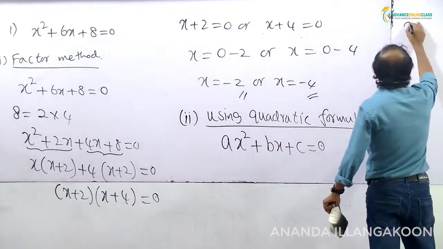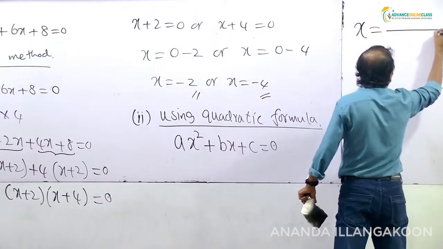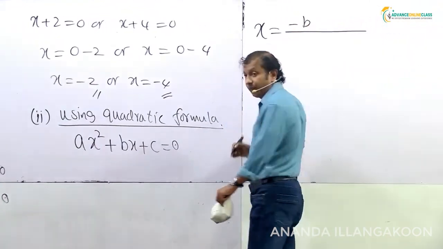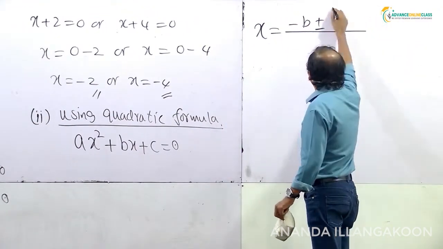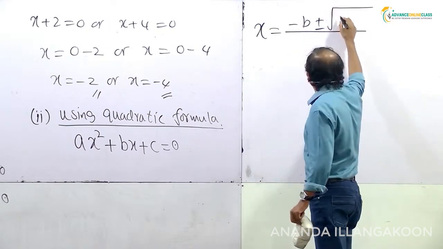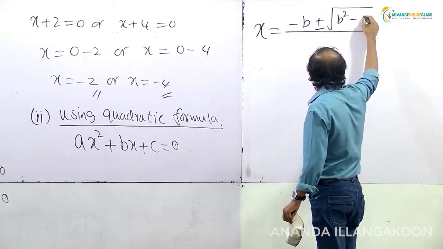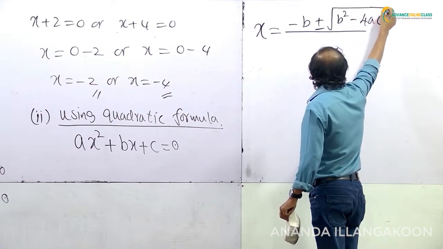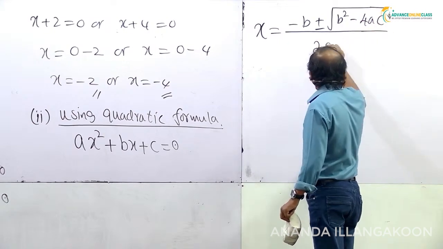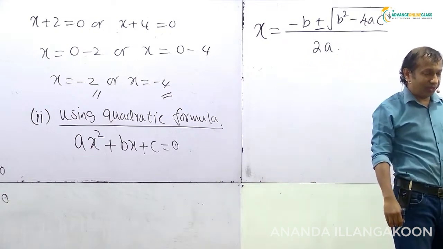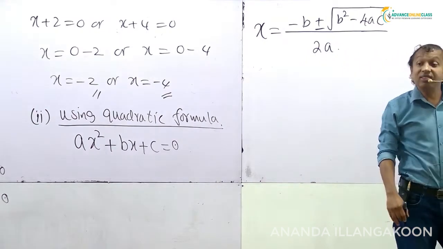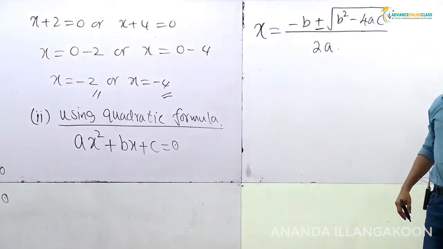Right. X equals what? Minus b plus or minus square root b squared minus 4ac, divided by what? 2 into a. Understand? Using this we can find the two solutions for x. Okay. There's another method, that is completing the square. We'll go to that next.